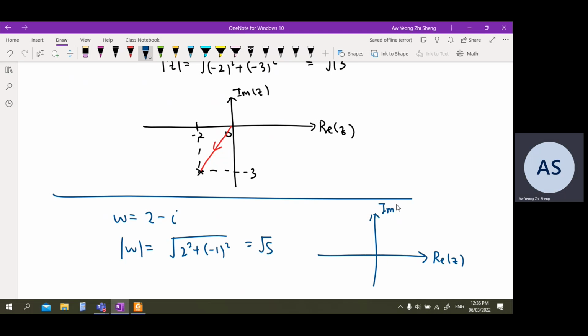A real axis, imaginary axis, and 2 is here, minus 1 is down here. If you really check the length of your red color vector, it will be square root of 5.